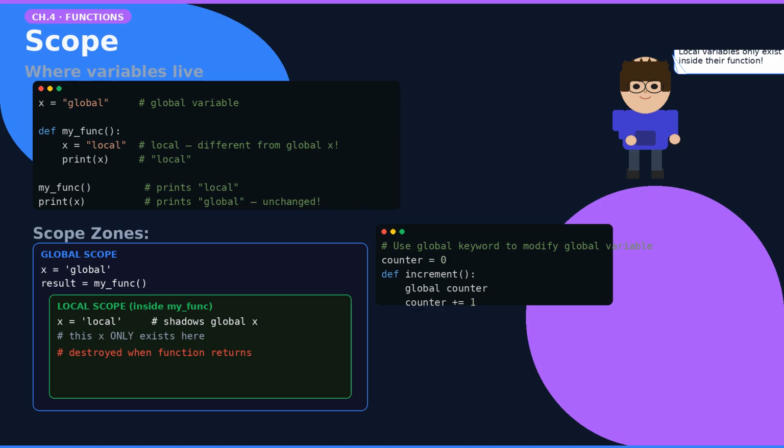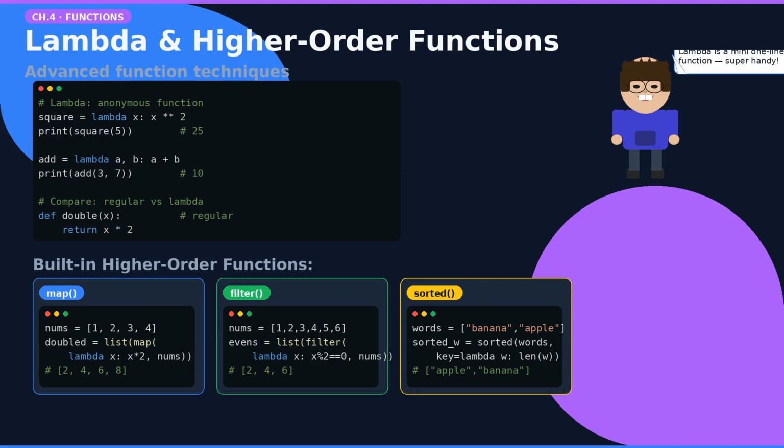Python's built-in map function applies a function to every item in a list. Filter keeps only items where the function returns true. And sorted accepts a key parameter, a function that determines how to sort each item. These are called higher-order functions because they take other functions as arguments.